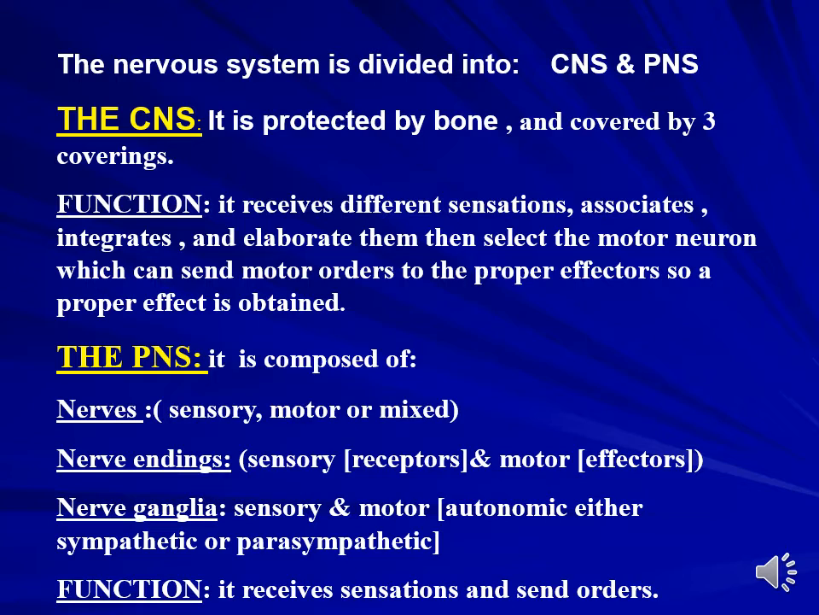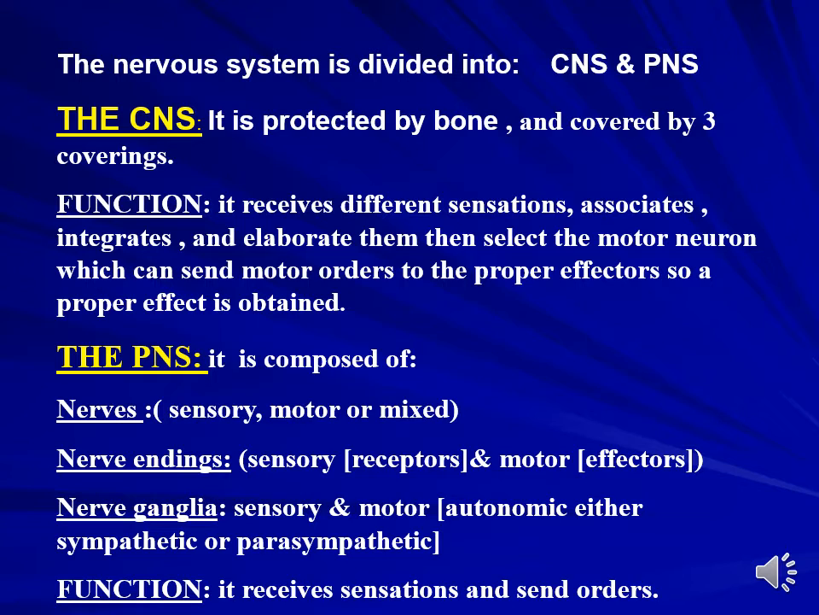mater. The function of the central nervous system is that it receives different sensations, then associates, integrates, and elaborates them, then selects the motor neuron, which can send these motor orders to the proper effector so a proper function is obtained.